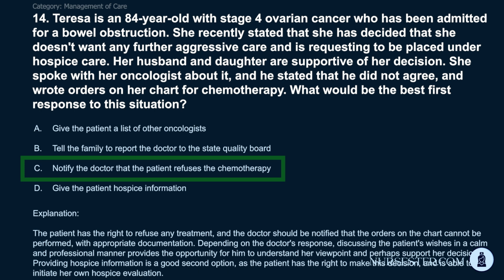The patient has the right to refuse any treatment, and the doctor should be notified that the orders on the chart cannot be performed, with appropriate documentation. Depending on the doctor's response, discussing the patient's wishes in a calm and professional manner provides the opportunity for him to understand her viewpoint and perhaps support her decision. Providing hospice information is a good second option, as the patient has the right to make this decision, and is able to initiate her own hospice evaluation.